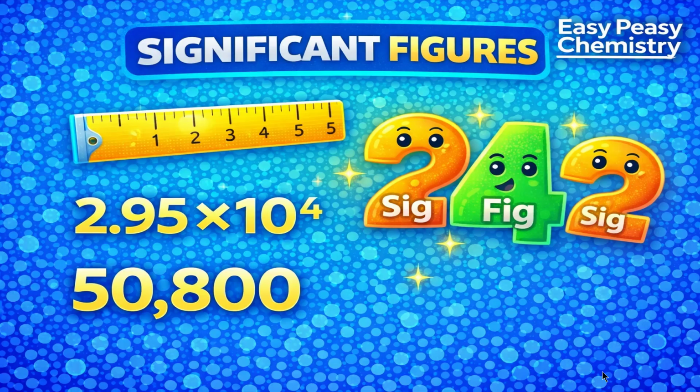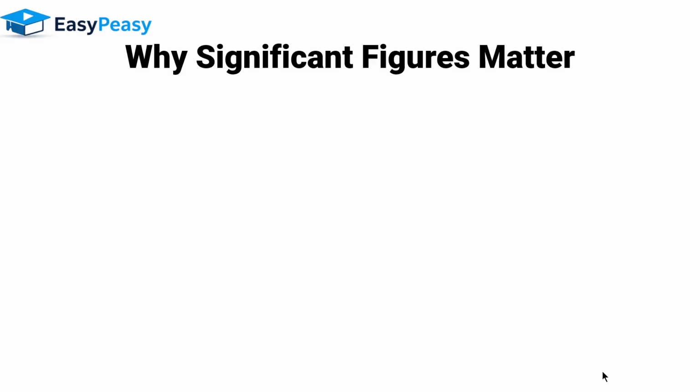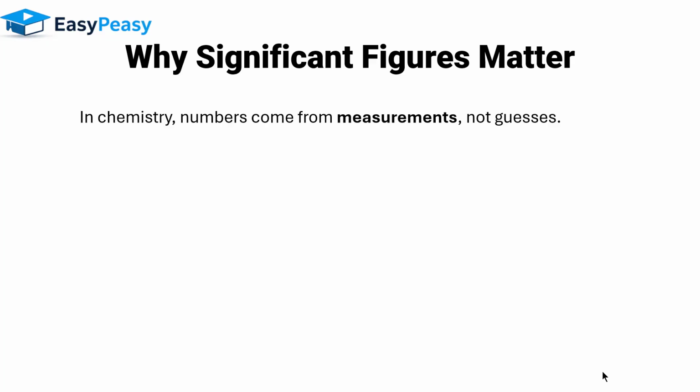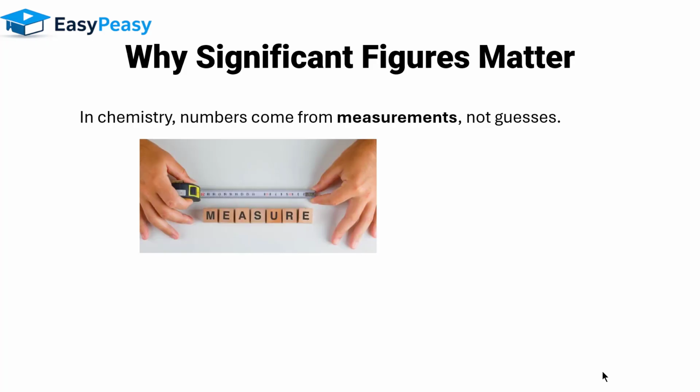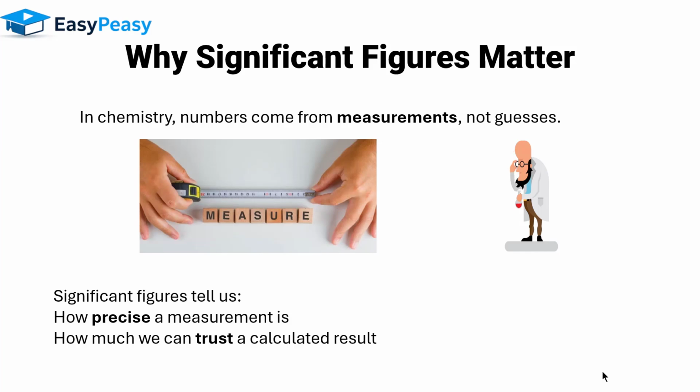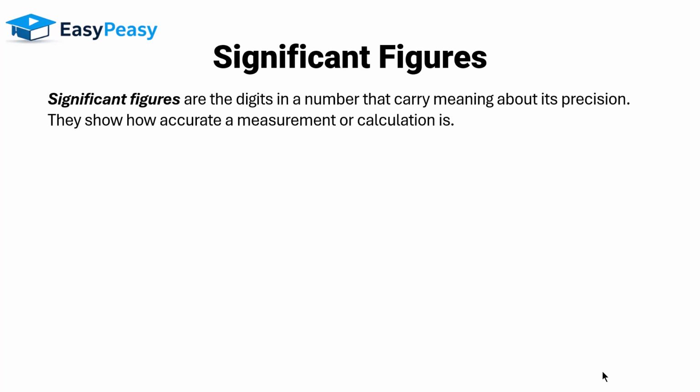Before we define significant figures, let's discuss why they matter. In chemistry, numbers come from measurements and not guesses. Significant figures tell us how precise a measurement is and how much we can trust a calculation result. Significant figures are the digits in a number that carry meaning about its precision. They show how accurate a measurement or calculation is.